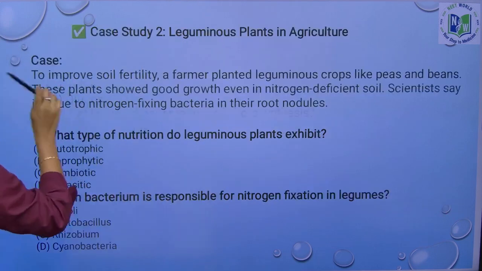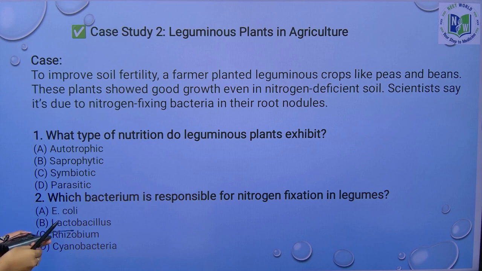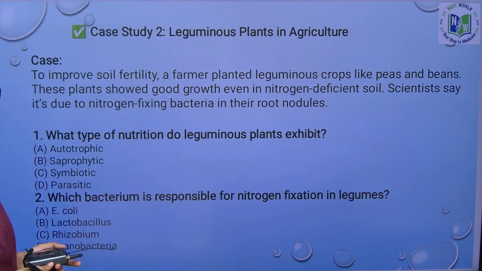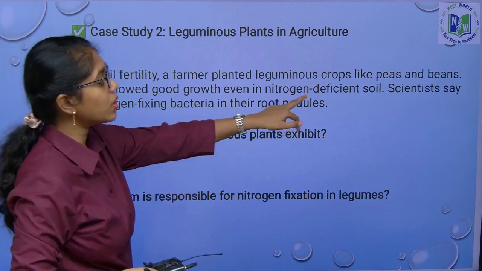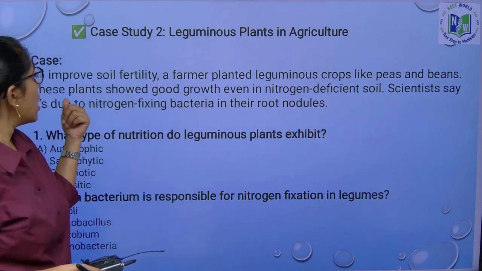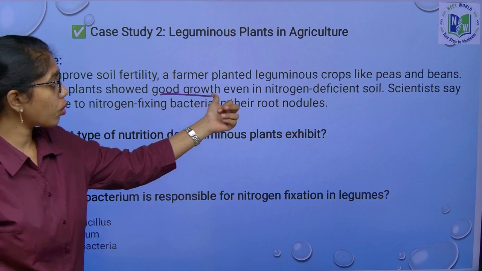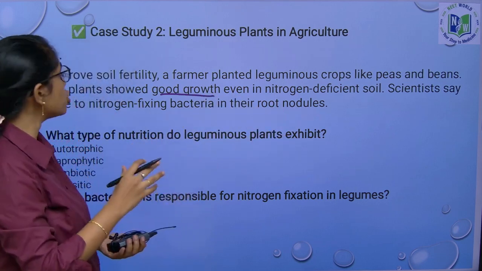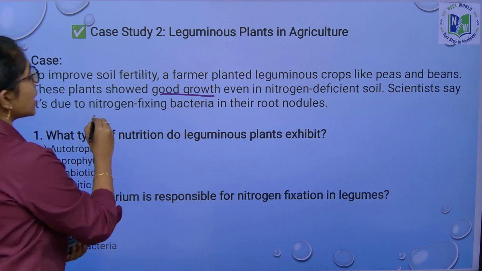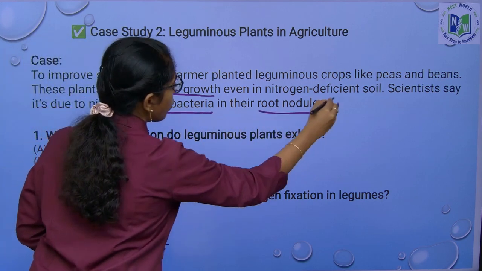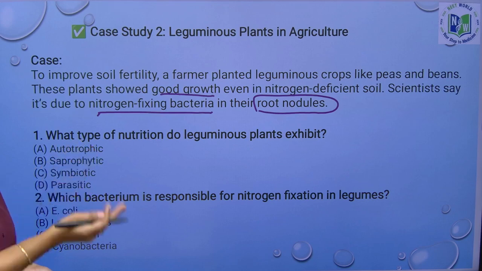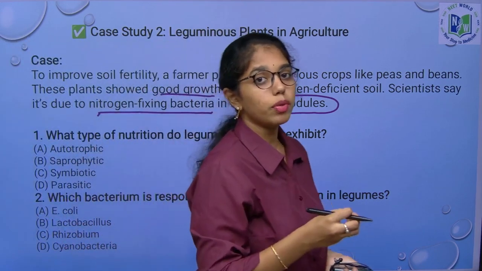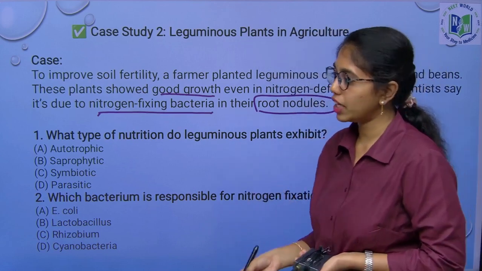And next, second case study is about leguminous plants in agriculture. To improve soil fertility, a farmer placed leguminous crops like peas and beans. These plants showed good growth even in nitrogen deficient soil. Scientists say it is due to nitrogen fixing bacteria in root nodules. So this is about the Rhizobium leguminosae relationship, a symbiotic relationship.